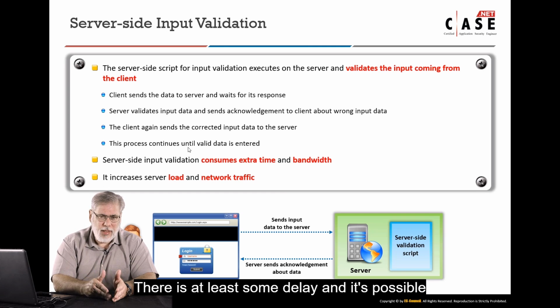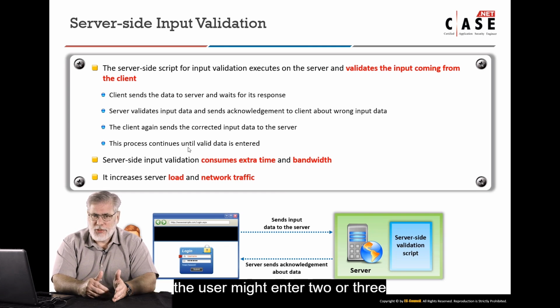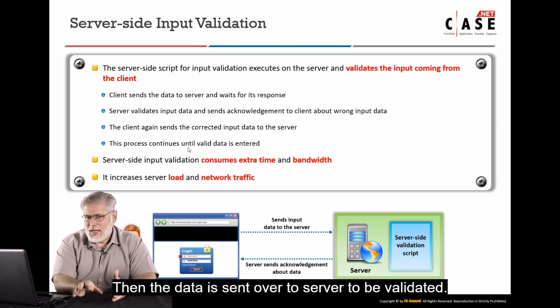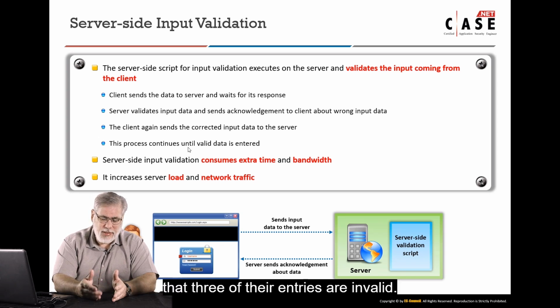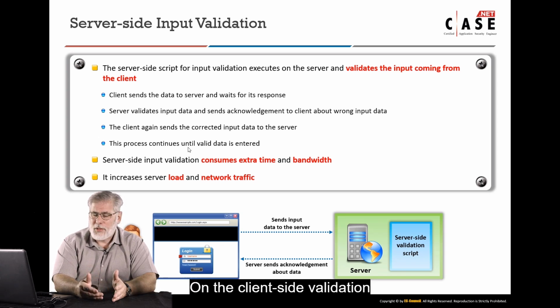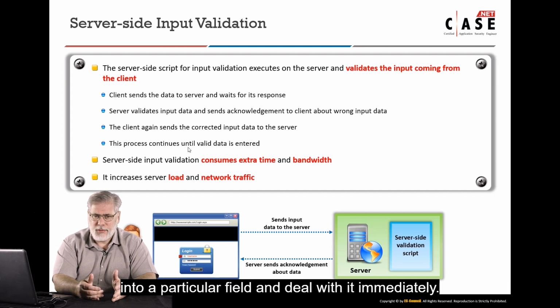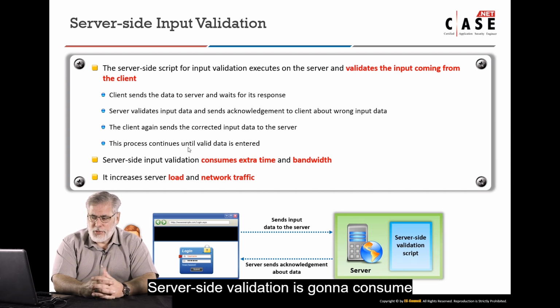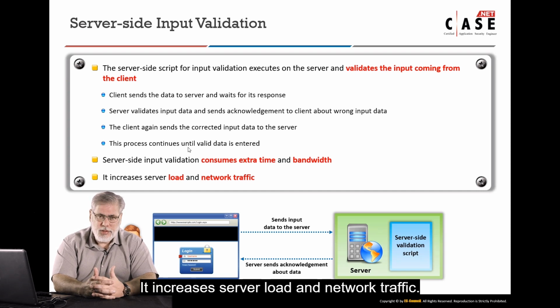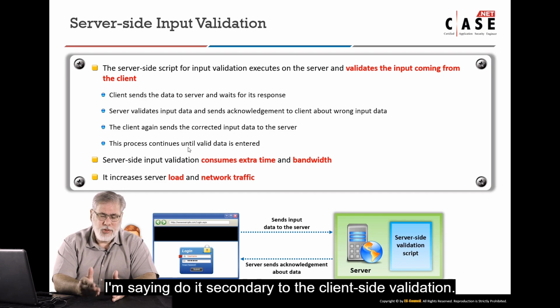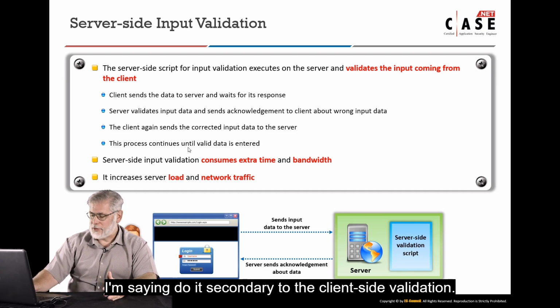There is at least some delay, and it's possible the user might enter 2 or 3 or 4 or 5 text fields, then click a button, then the data is sent over to a server to be validated. Now the user may see that 3 of their entries are invalid. On the client-side validation, you can do it as soon as they enter the data into a particular field and deal with it immediately. Server-side validation is going to consume extra time and bandwidth. It increases server load and network traffic. Now again, I'm not saying don't do it. I'm saying do it secondary to the client-side validation.